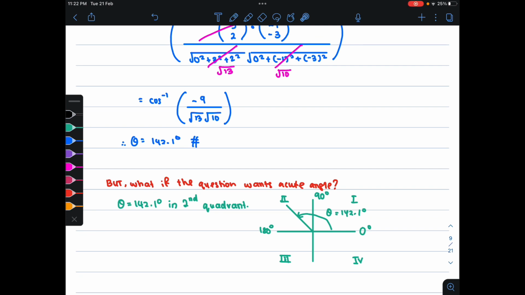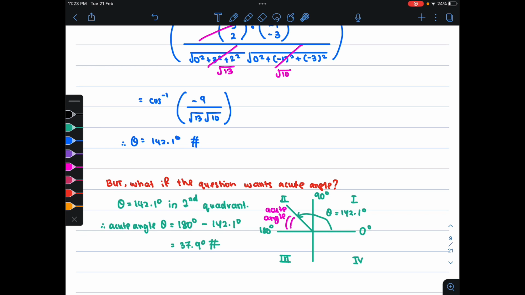But since we want to write our answer as an acute angle, look at the second quadrant here. You can see that the acute angle is here. So we need to find this angle by using the formula 180 degrees minus 142.1 degrees. And thus, the acute angle theta is 37.9 degrees. So that's how you find an acute angle when your theta is definitely not in the first quadrant.